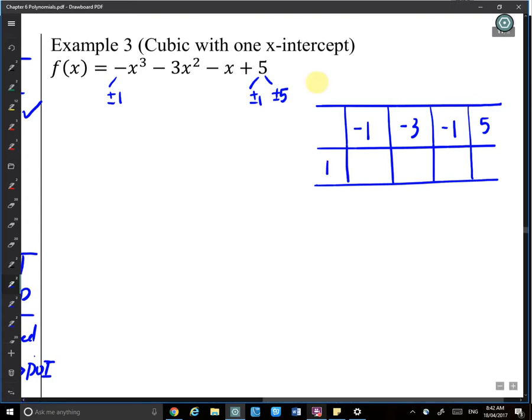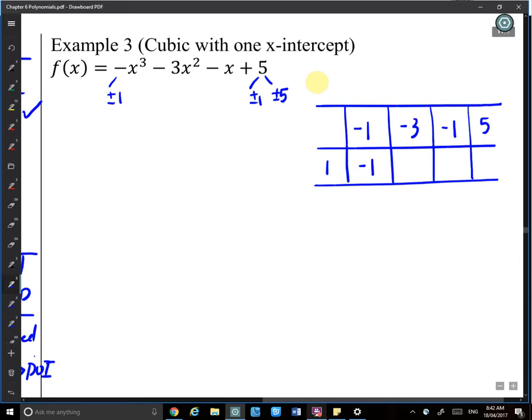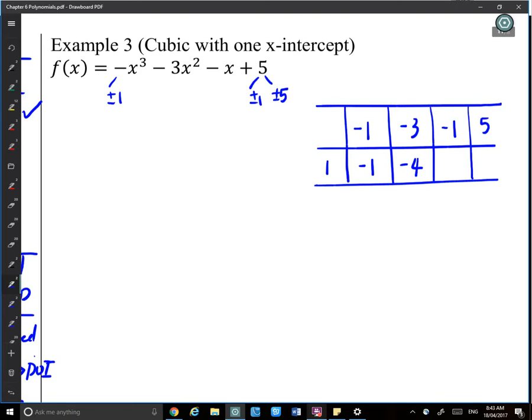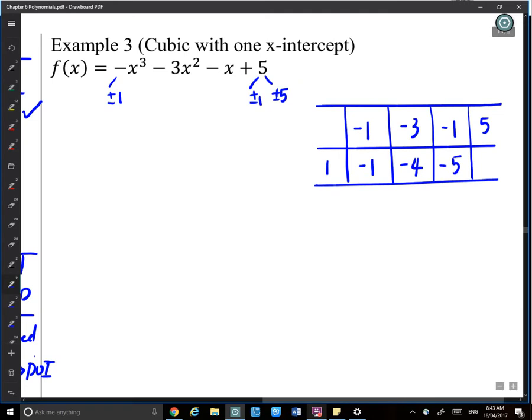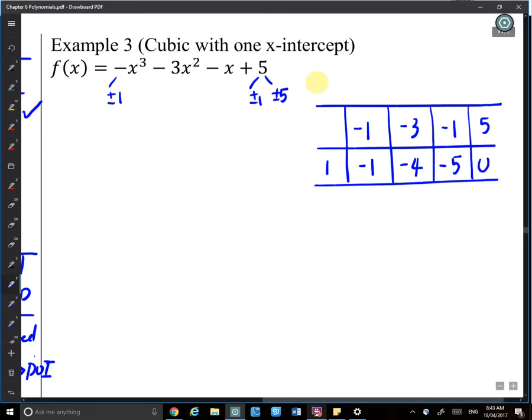If I try 1, the first term always comes down with -1, and I times the 1 with the -1, which gives me -1. Then I add the next number, -1 plus -3, which gives me -4. 1 times -4 gives me -4, and -4 plus -1 gives me -5. 1 times -5 gives me -5, and -5 plus 5 gives me 0.